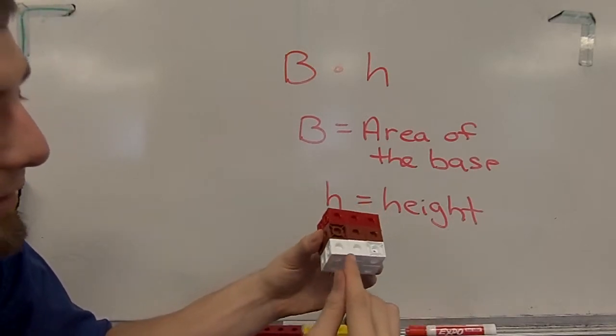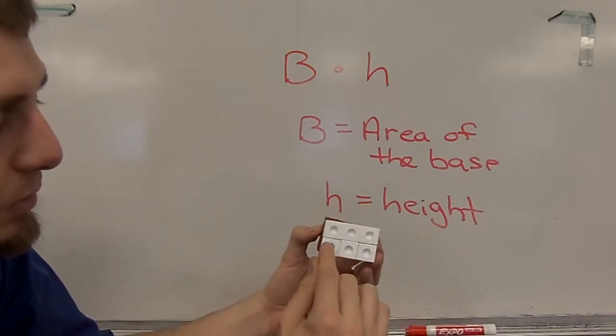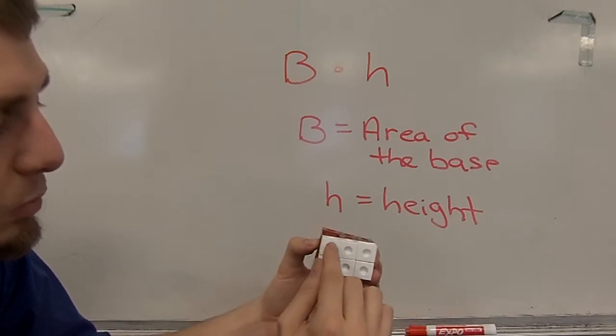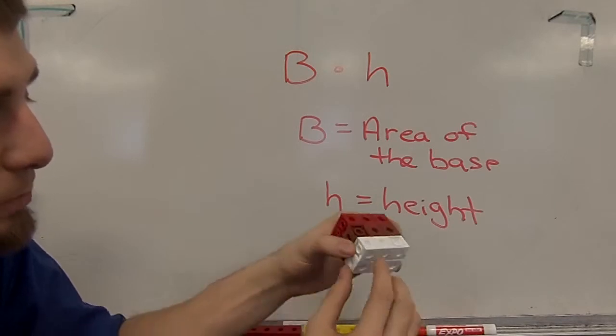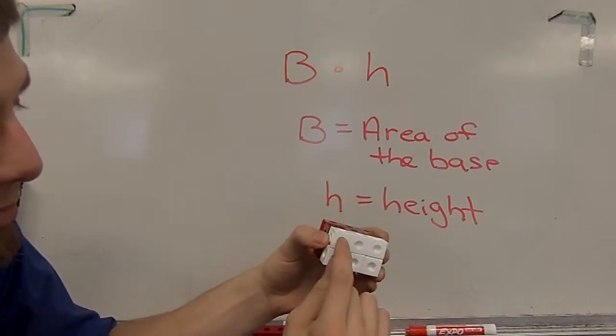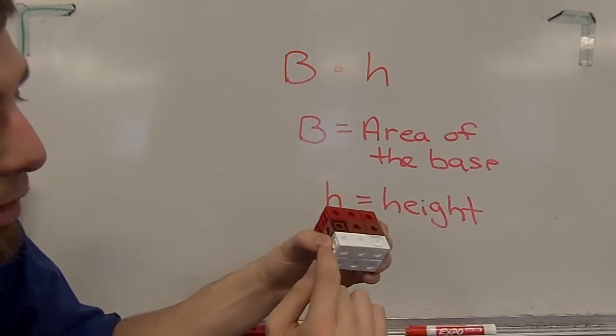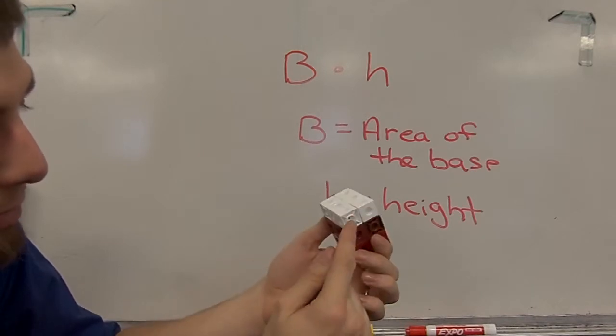So I found the area of the base, which told me that there were 6 1 by 1 squares in the area of the base, and each of those squares belongs to a cube. So each of these faces, each of these squares here belongs to a cube in the base.